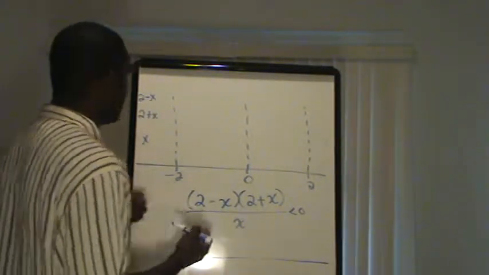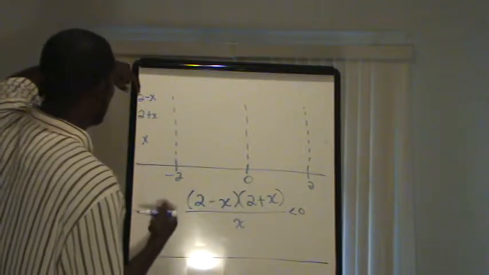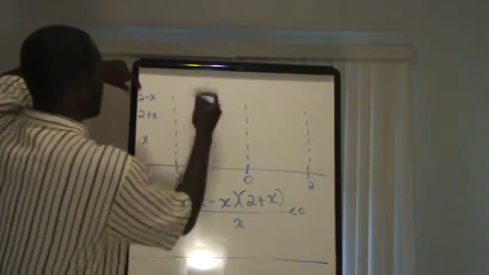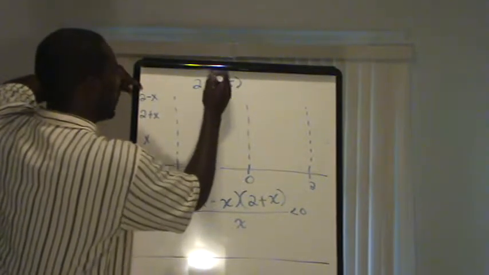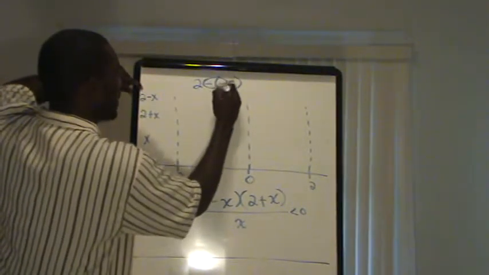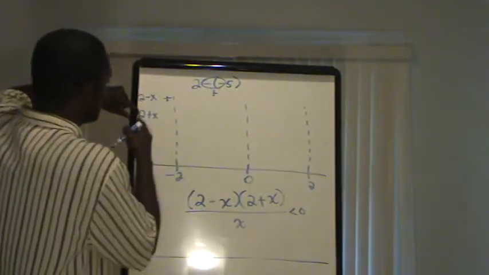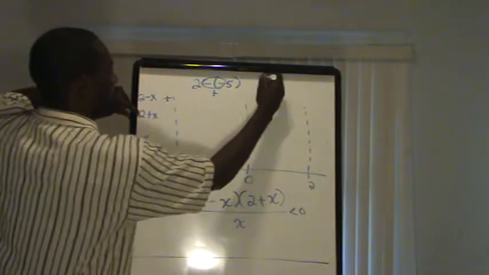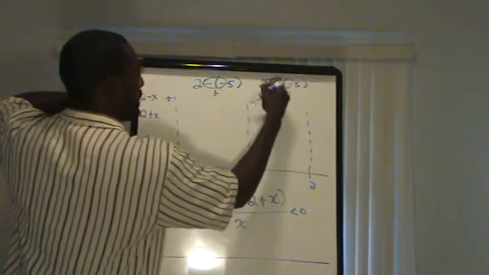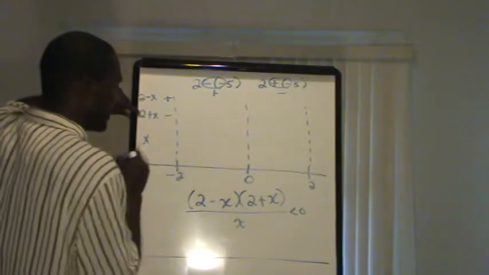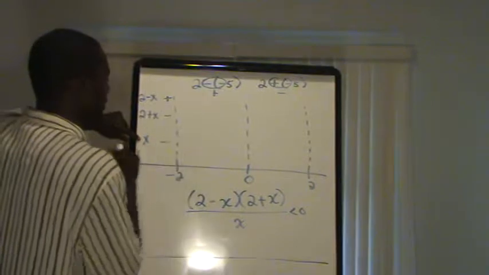A point to the left of negative 2: negative 5. Let's write this one out. 2 minus a negative 5: a negative times a negative is a positive, so 2 plus 5 is a positive answer. 2 plus a negative 5: 2 minus 5 is a negative answer. We're trying negative 5, so when I substitute it in for x, it's still negative.